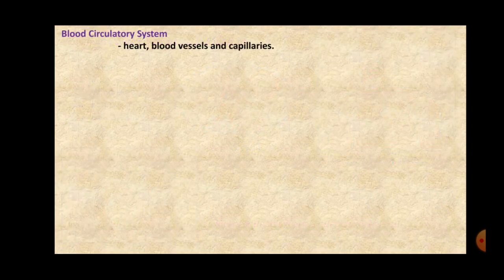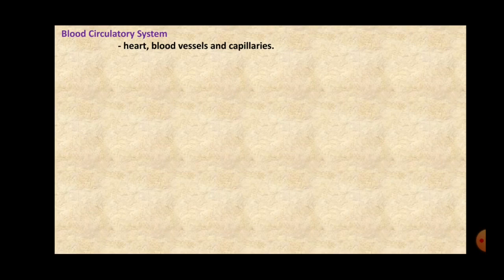Now the second system we are going to study is the blood circulatory system. This system performs the function of transportation of various substances like water, hormones, oxygen, soluble nutrients and waste materials through the different organs.